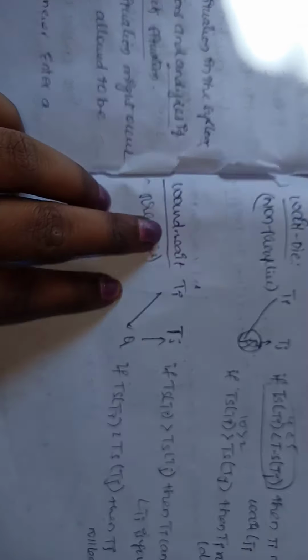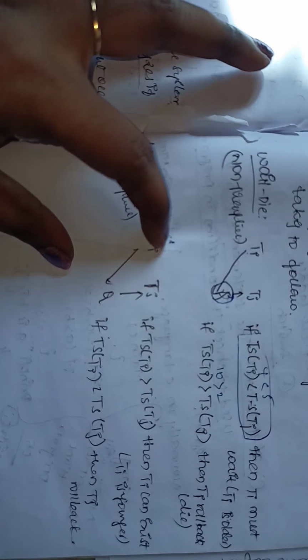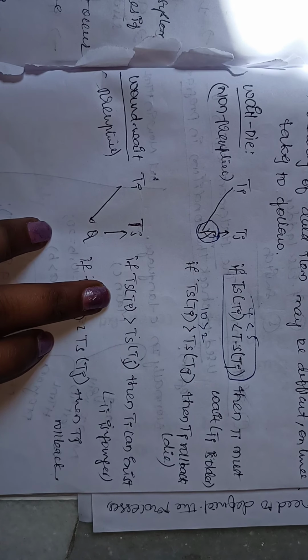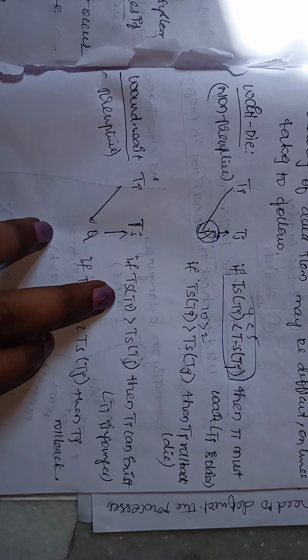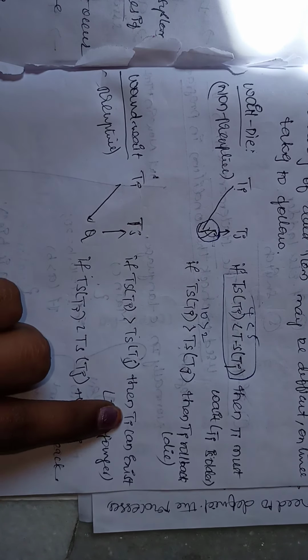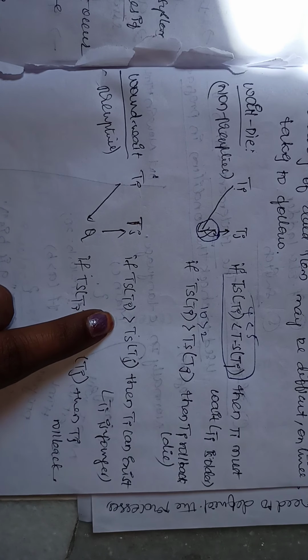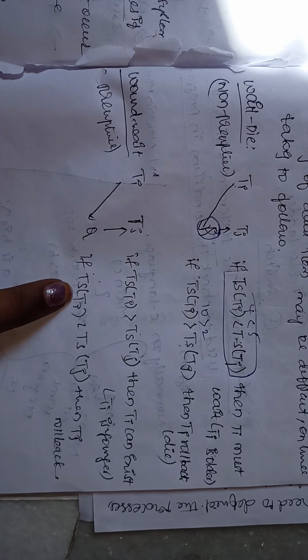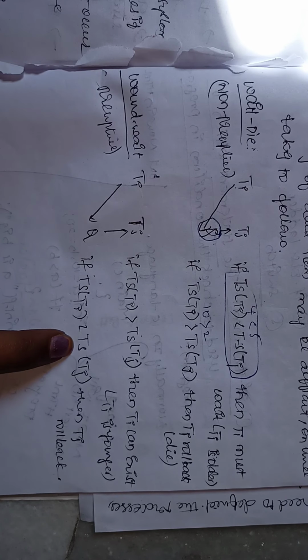And the next concept is wound and wait. Here I am taking the same situation. Here the wait and die concept will not be there. If the timestamp of TI is greater than the timestamp of TJ, then TI can exist and continue with its work. And if the timestamp of TI is less than the timestamp of TJ, then TJ has to roll back.